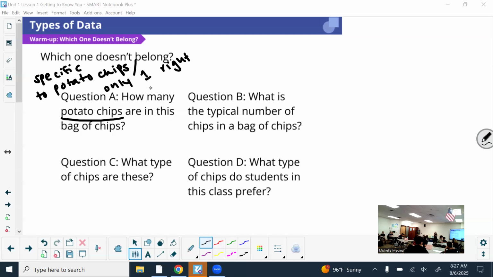I didn't see any hands for B. Maybe we got shy because we saw that that wasn't a popular choice. There is a reason B does not belong. I could read you the answer in a second. But a lot of you had your hands up for C not belonging. So, table 6, why does C not belong?